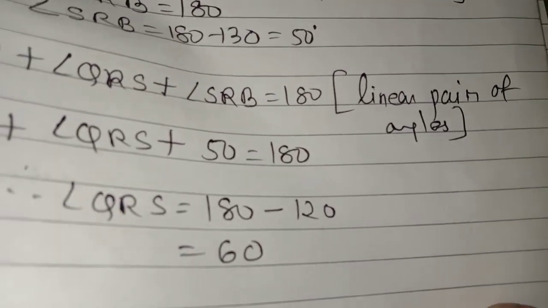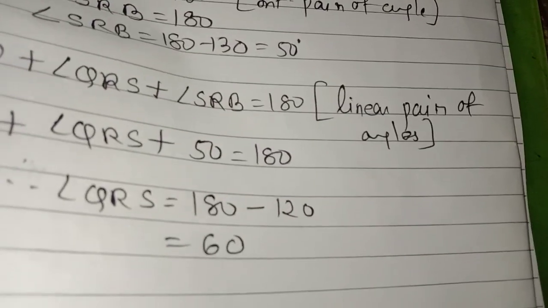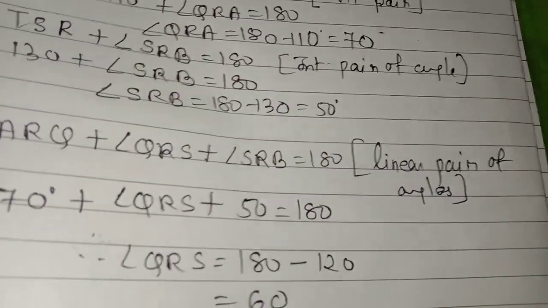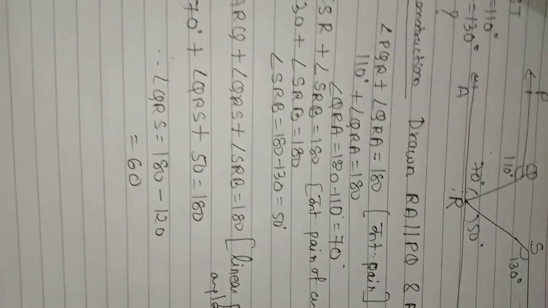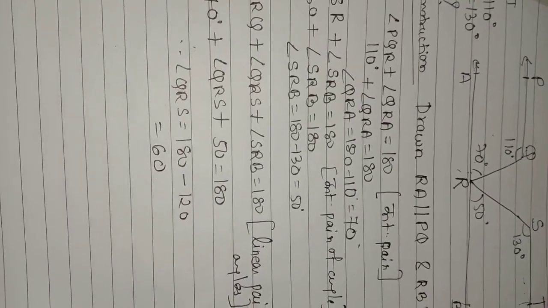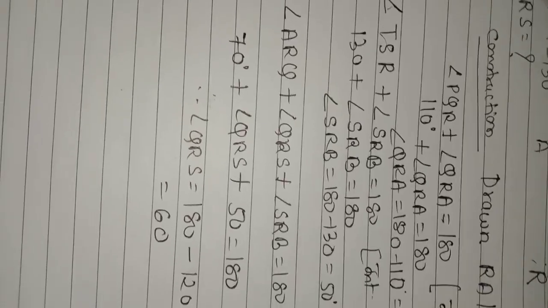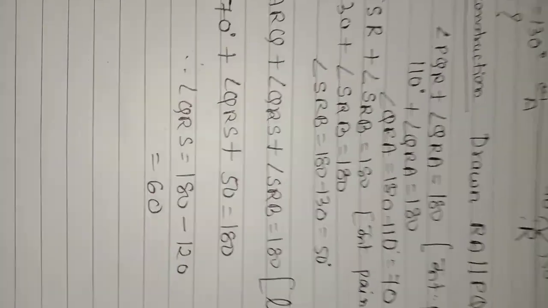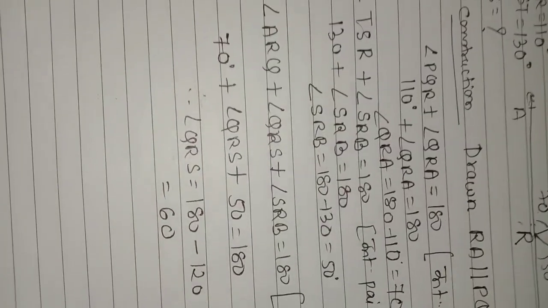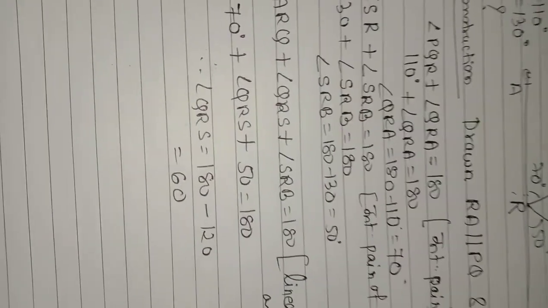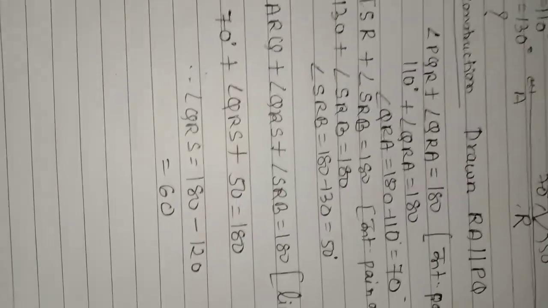Clear? You can even solve it this way also. QRS is what? 60. So once again you see a glimpse of the whole equation, how the solution has been done. Now let's quickly move to the next question.